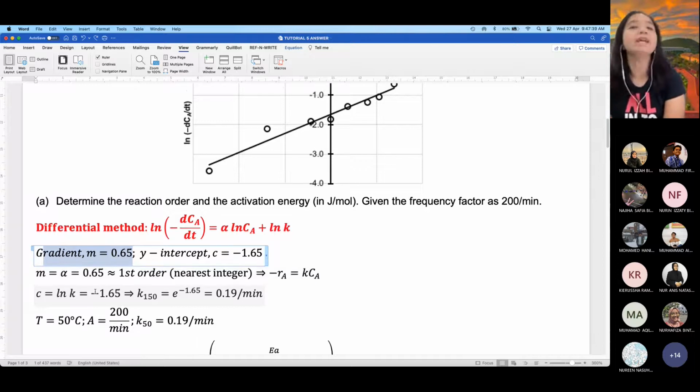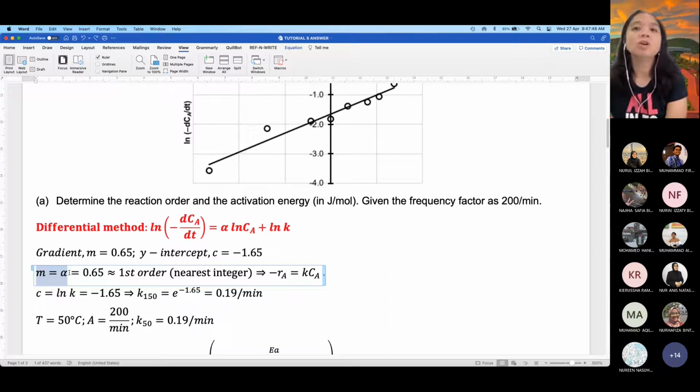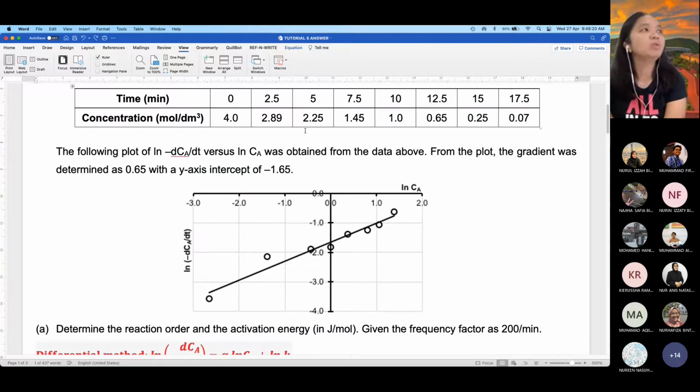So we learned that the gradient m equals alpha, your reaction order. So it's equal to 0.65. However, I taught you that you have to round to the nearest integer. So 0.65, if you round it, becomes 1. Or we can say it is first order, because alpha is the reaction order. Normally we say 0 is zero order, 1 is first order, 2 is second order, 3 is third order, 4 is fourth order, and so on. So in this case, for 0.65, the nearest integer is 1. Or we can say it is a first order reaction with respect to A.